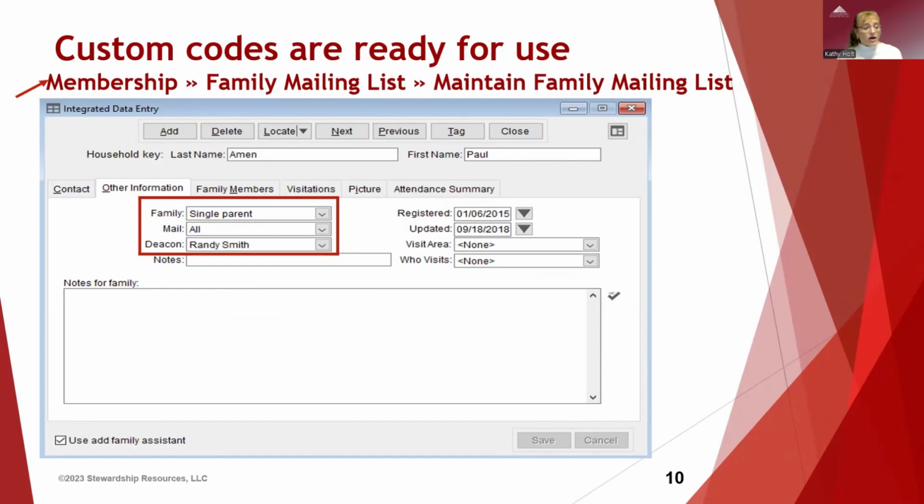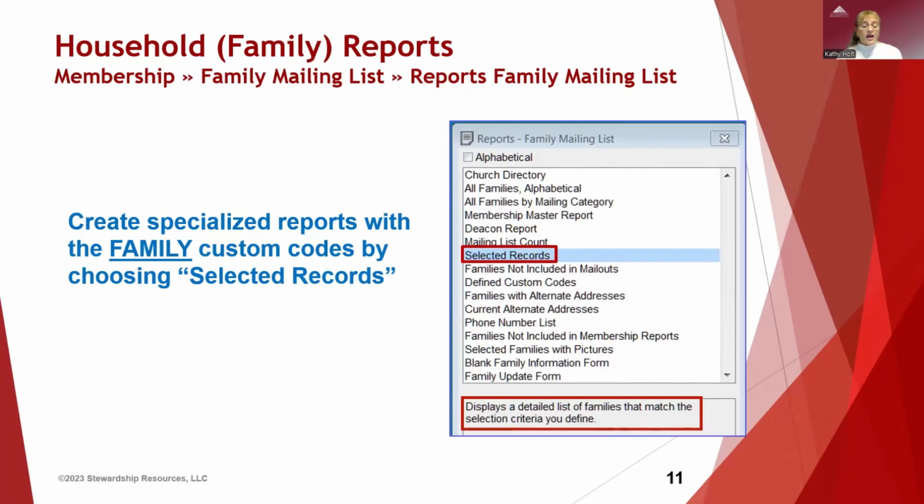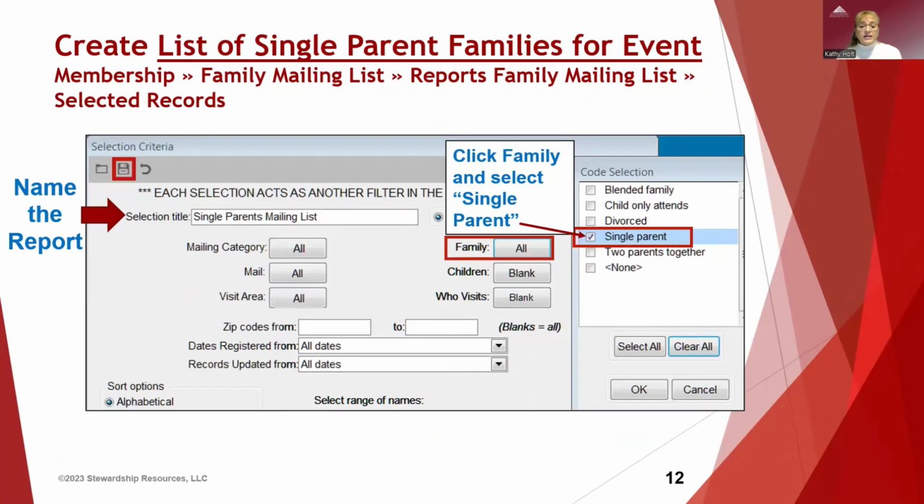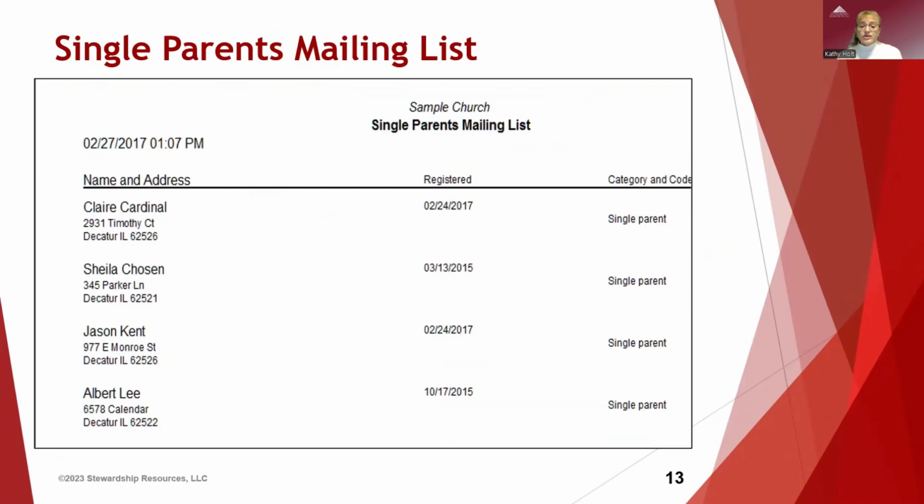Now, once you've got all those custom codes plugged into your individual households, then you can print reports for the families and households and specify which households to include on your report. And this is where you go to choose your report. And here's an example of how to print the list of single parent families that you have in your church. And here's your list of single parent families.